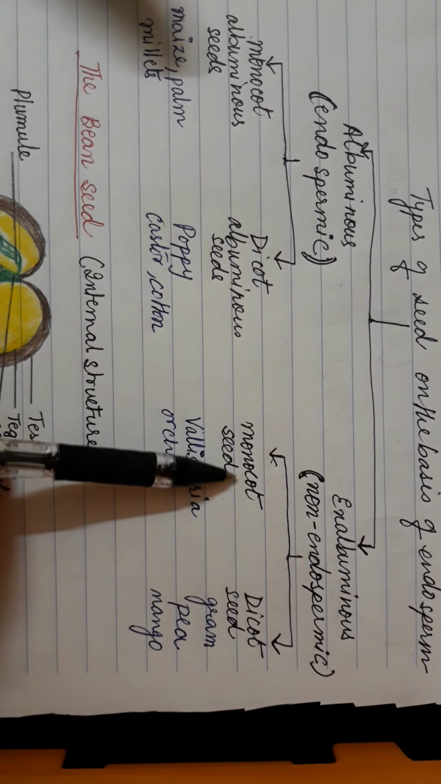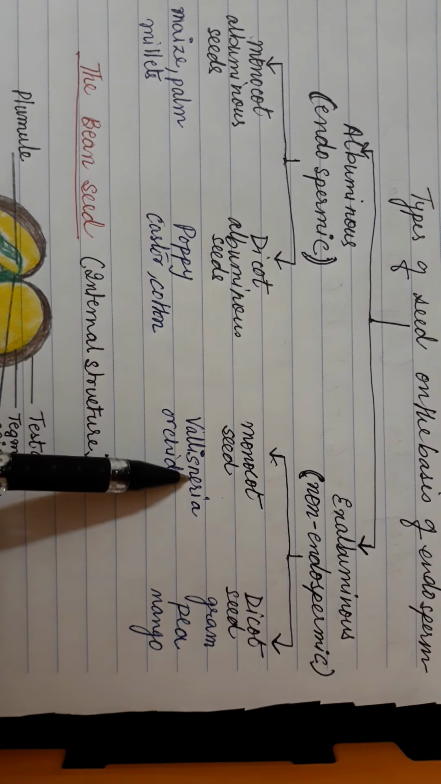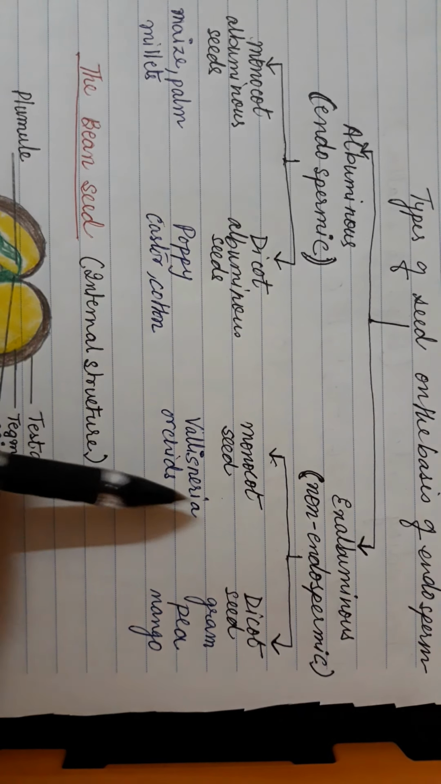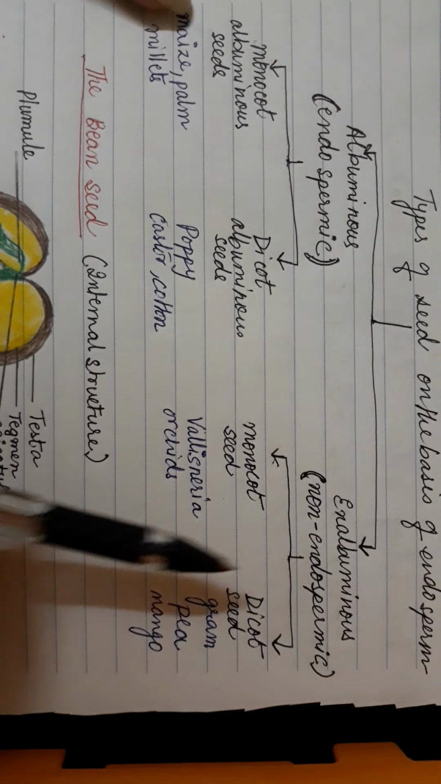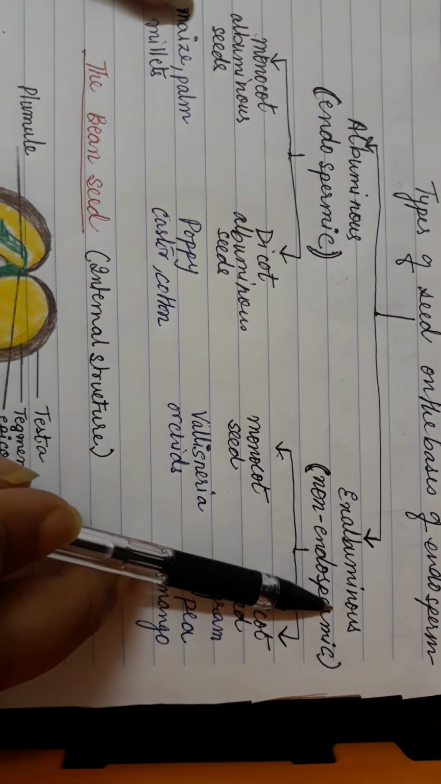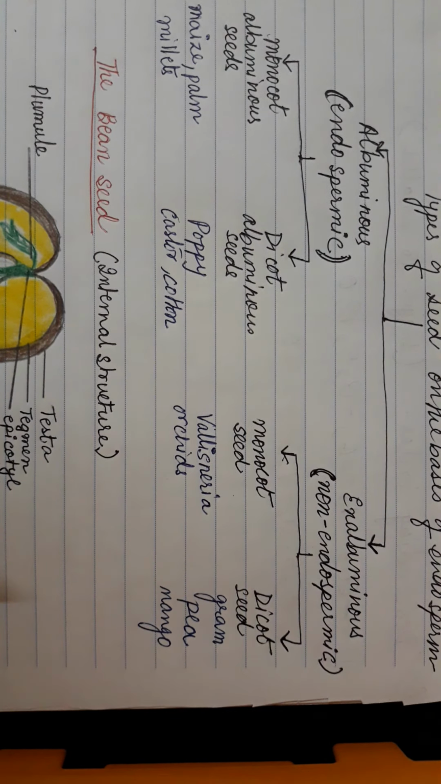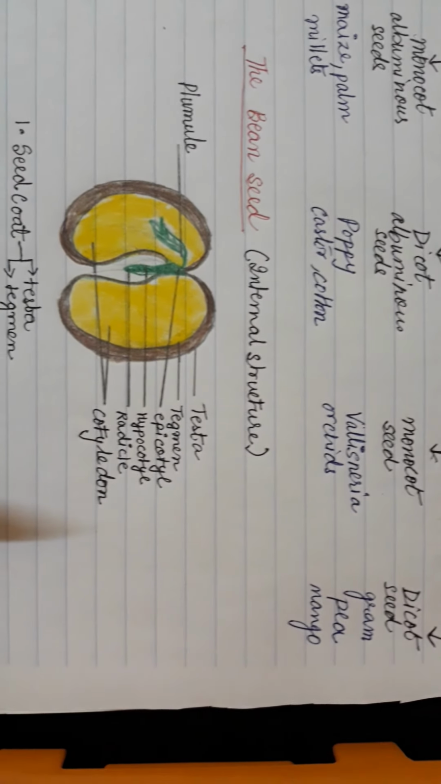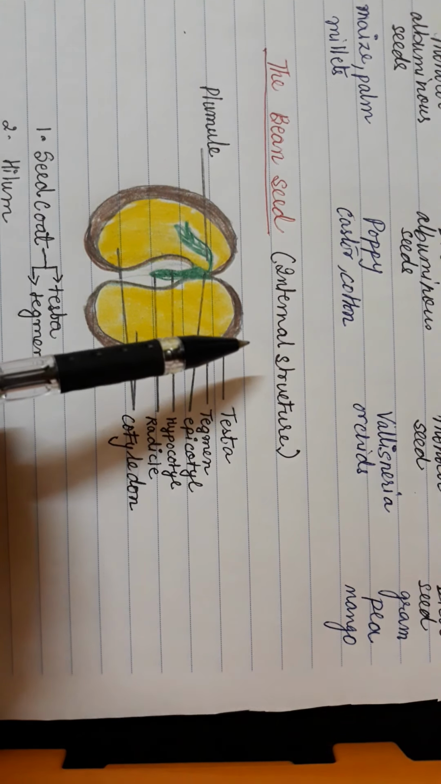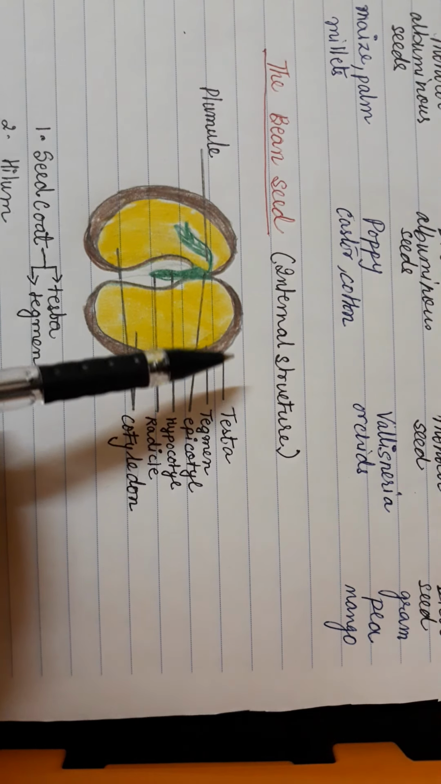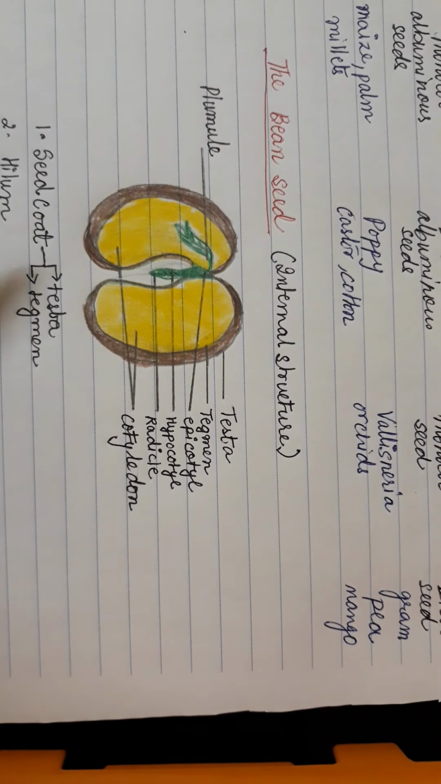Within the monocot ex-albuminous seeds, we have vallisneria or orchids, and in dicot ex-albuminous seeds we have gram, pea, mango. So this was the types of seeds on the basis of endosperm. Now we will start with the bean structure. The external structure of seed we have already discussed in our previous class, so in this we will discuss the internal structure of bean.